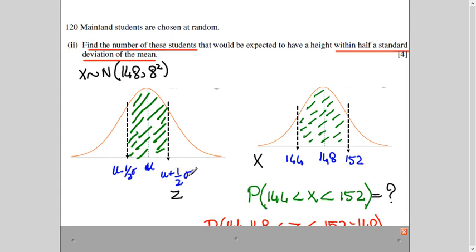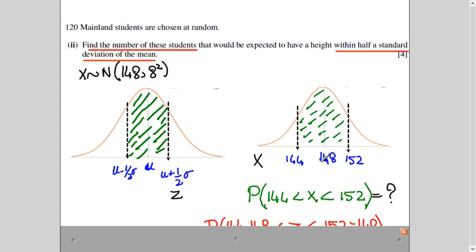Now, what is your standard deviation? It was 8. 8 divided by 2 is 4. And your mu was 148, which is given to you in the question. So now, if you add 4 to 148 and subtract 4, these are the values of x you get. Is it clear?